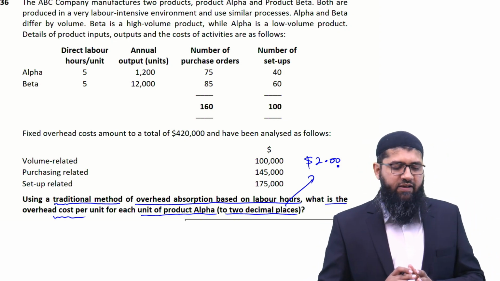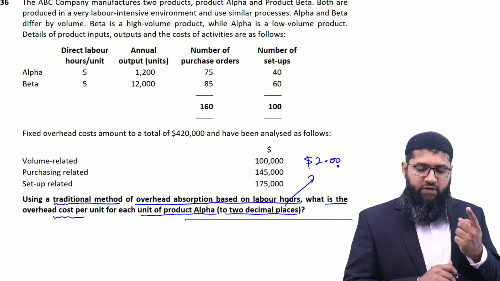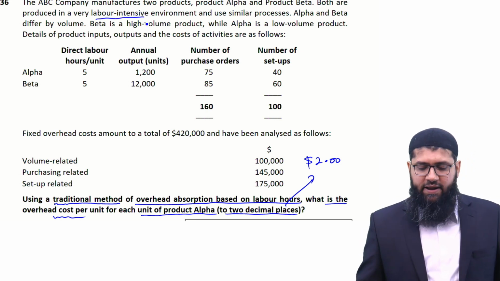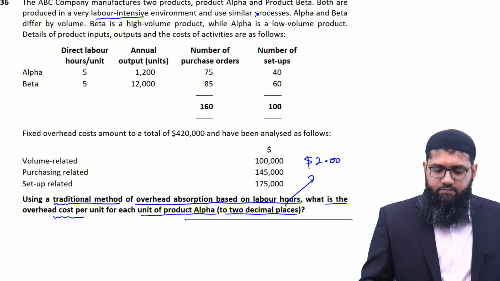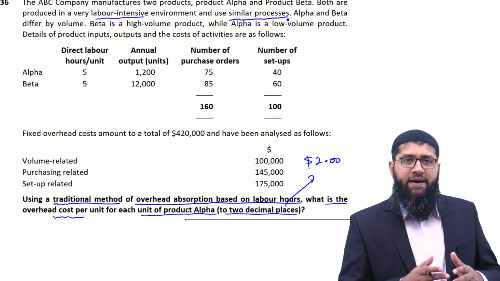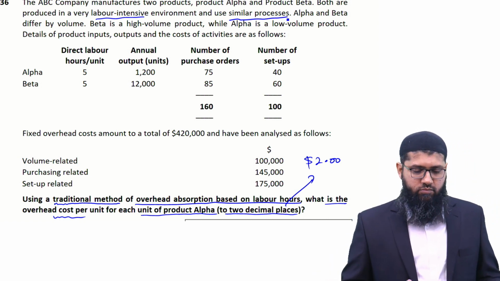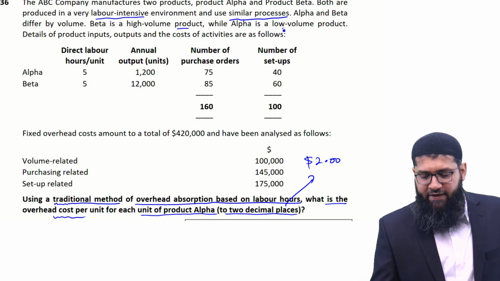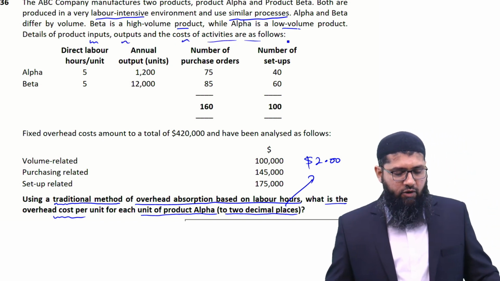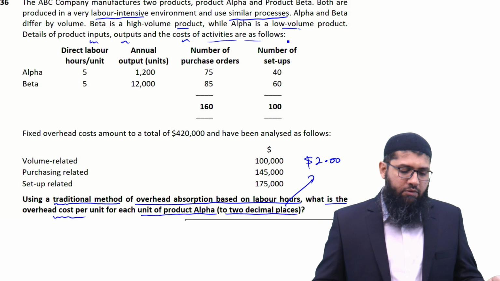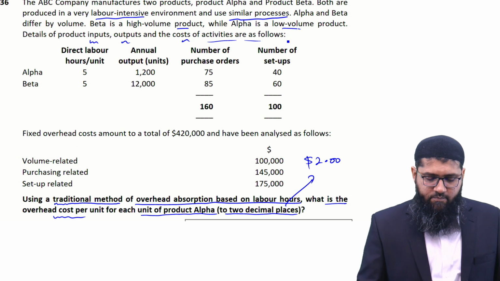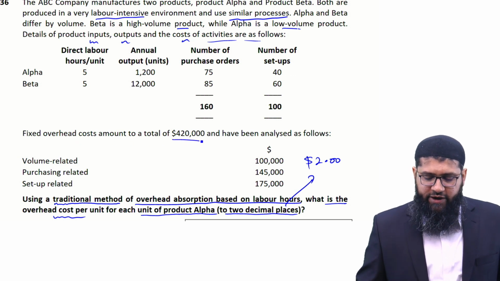Now try to understand something. It says ABC manufactures 2 products, alpha and beta. Both are produced in a very labor intensive environment and use similar processes. Alpha and beta differ by volume. Beta is high volume while alpha is low volume. Details of inputs, outputs, and the cost of activities are as follows. So you've been given the labor hours per unit, annual output, number of purchase orders, number of setups, etc. Fixed overhead costs amount to 420,000 and have been analyzed as follows.